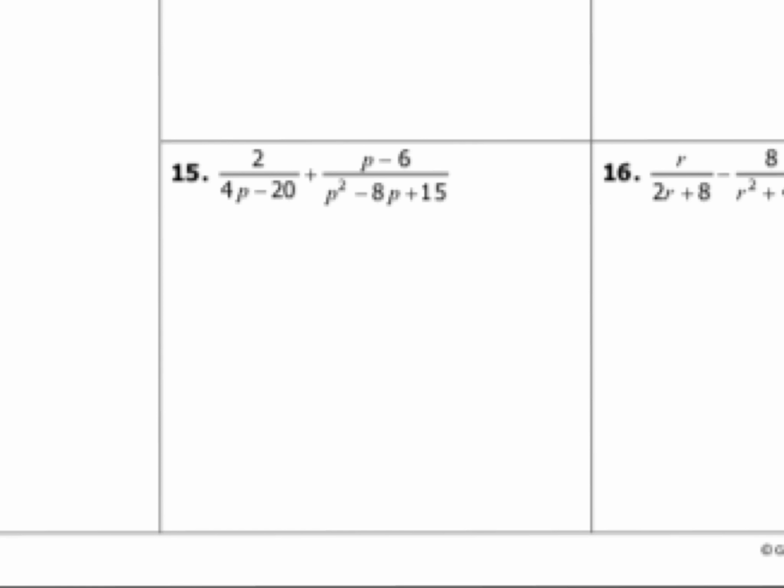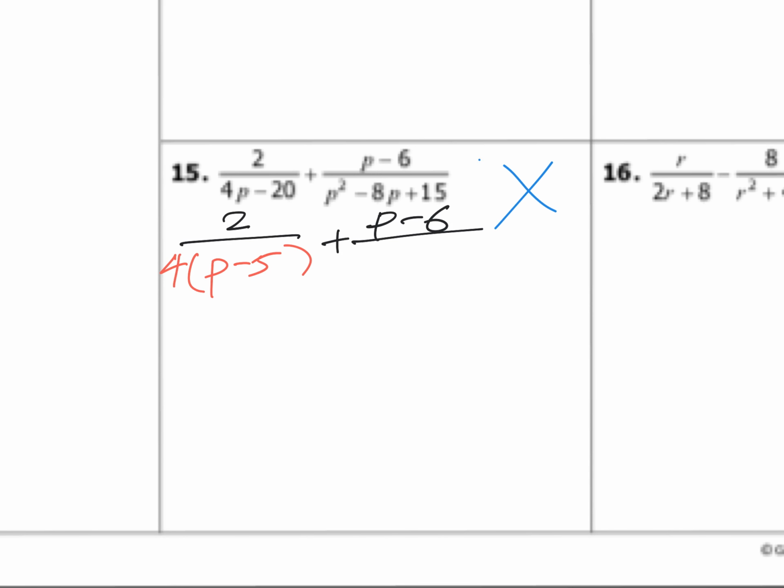Looking at the left side of the expression, the 2 stays the same. I know I can factor over 4. So it becomes p minus 5, plus p minus 6. I got to do my big X on the right. p times p is p squared. Negative 5, negative 3? Yeah. Negative 5 times negative 3 is 15. Negative 5 plus negative 3 is negative 8. So I have p minus 5, p minus 3.